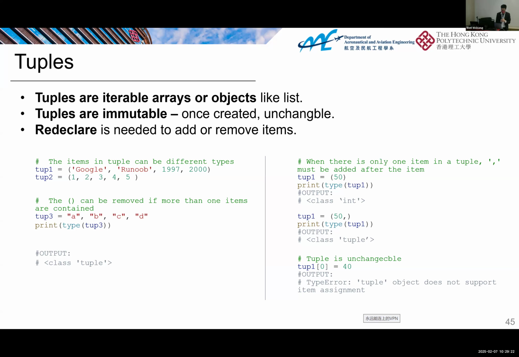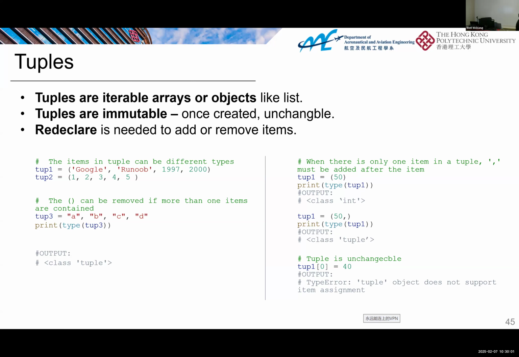Tuples are iterable arrays of objects, like lists. For example, we define 2 tuple variables. The first one includes strings and integer variables. It's slightly different: it uses parentheses, not square brackets. The parentheses can be removed if more than one item is contained. The definition of those variables is quite casual compared with C++, which is more strict in terms of grammar.